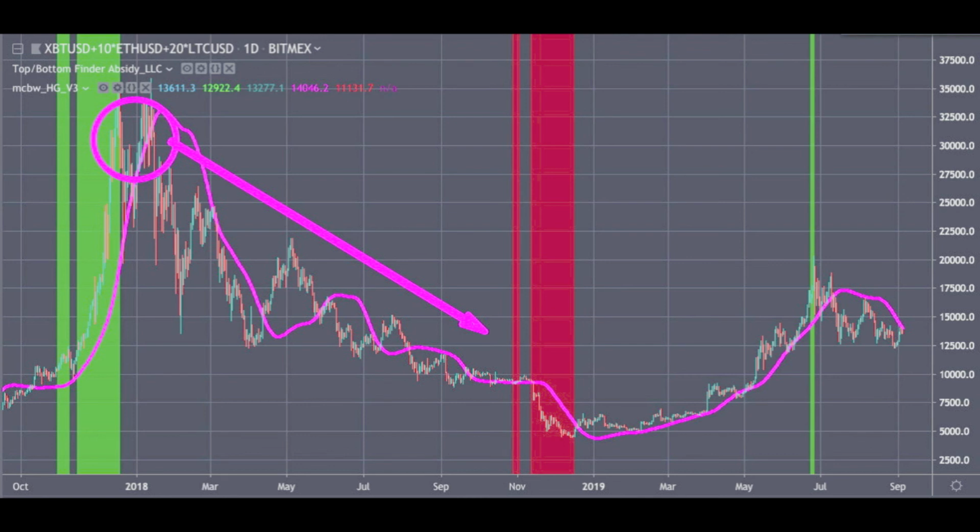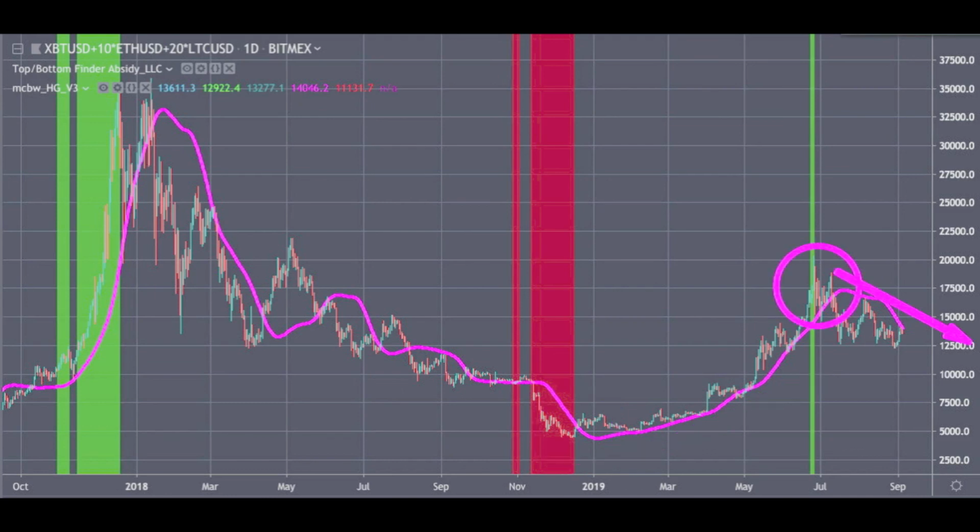Then, at the very end of 2018, we had a red area forming for this portfolio, showing us that this portfolio was at its lowest possible value. Then we had a pink line crossover, as we did before, showing us that this was a good time to buy back this portfolio. Now we know that the portfolio was potentially at its lowest value, and we had a good entry signal to rebuy the portfolio again, where again this portfolio is 1 Bitcoin, 10 Ethereum, and 20 Litecoin.